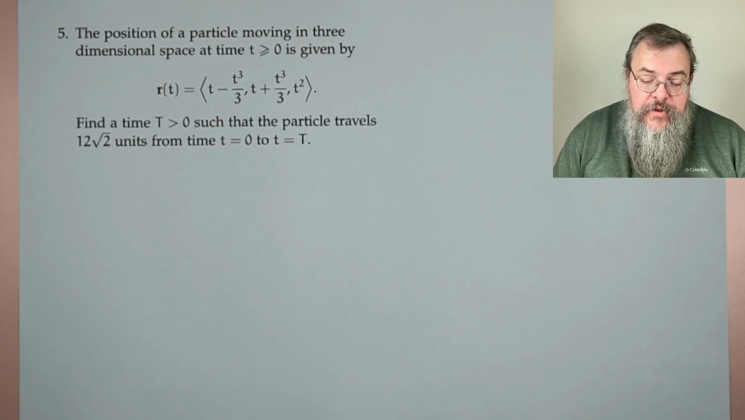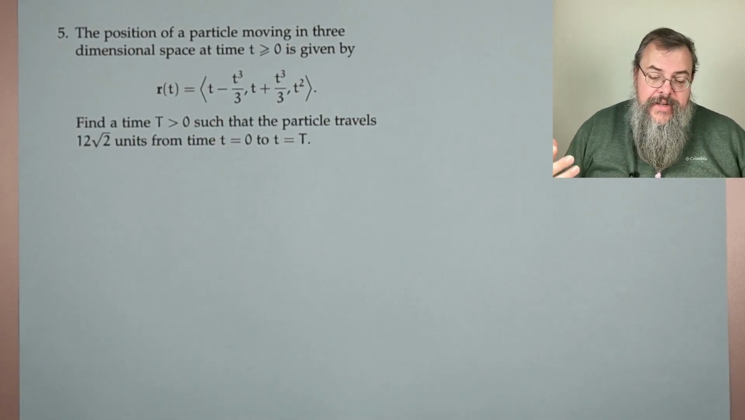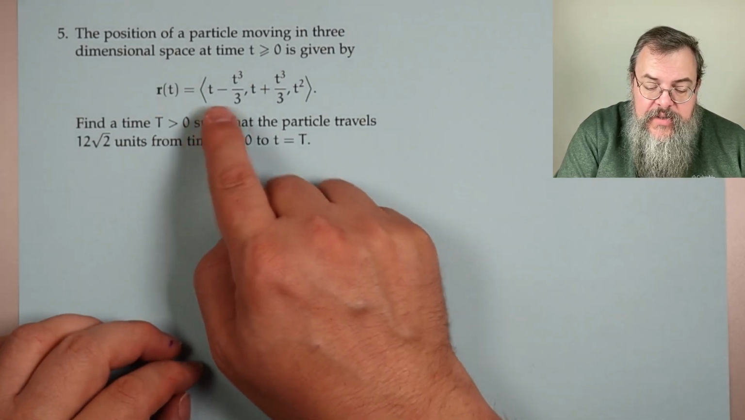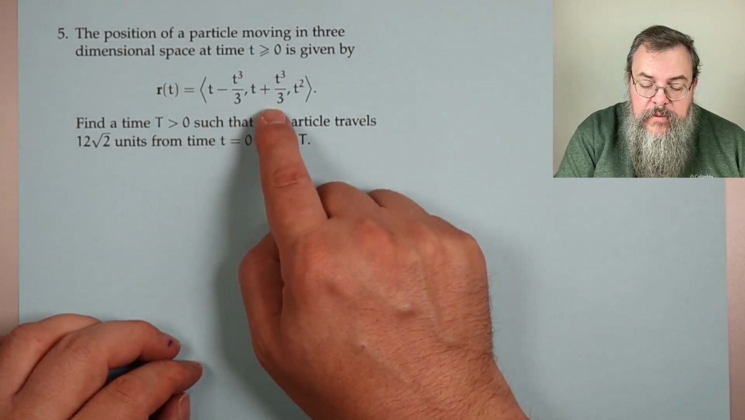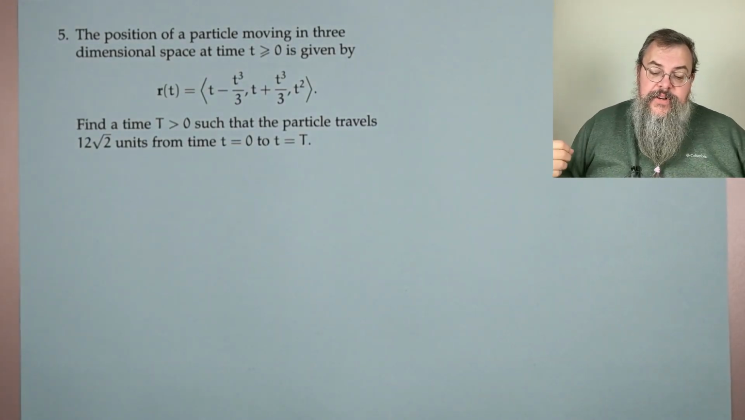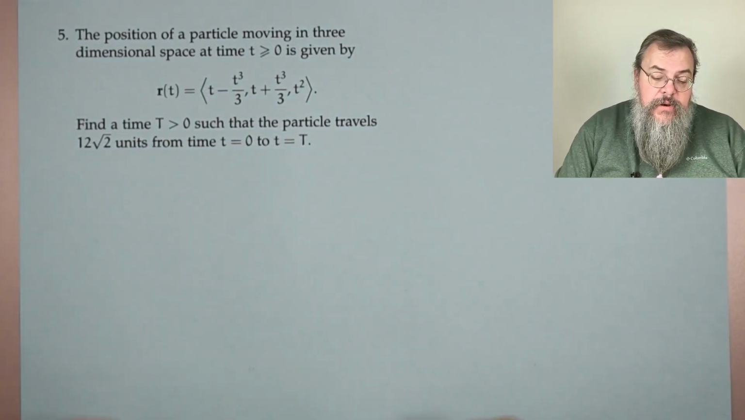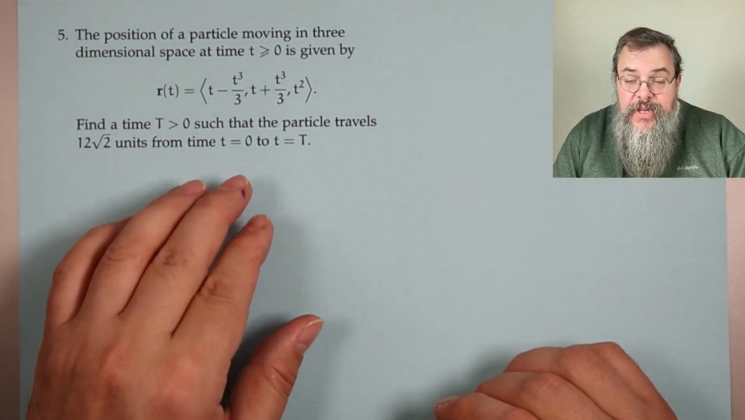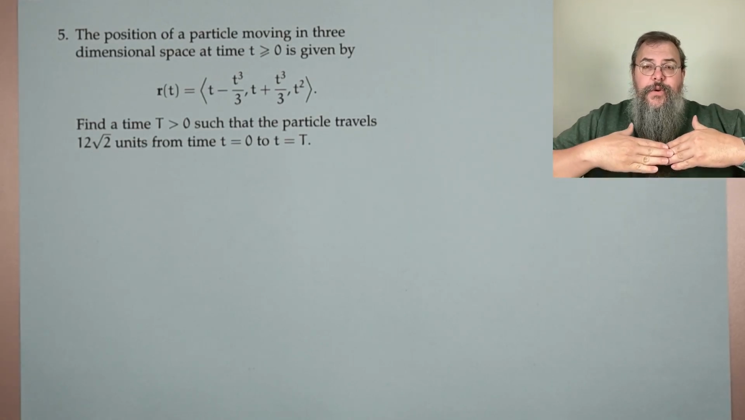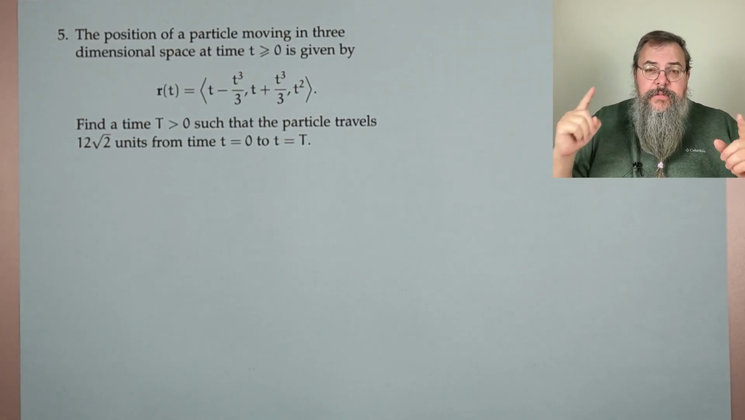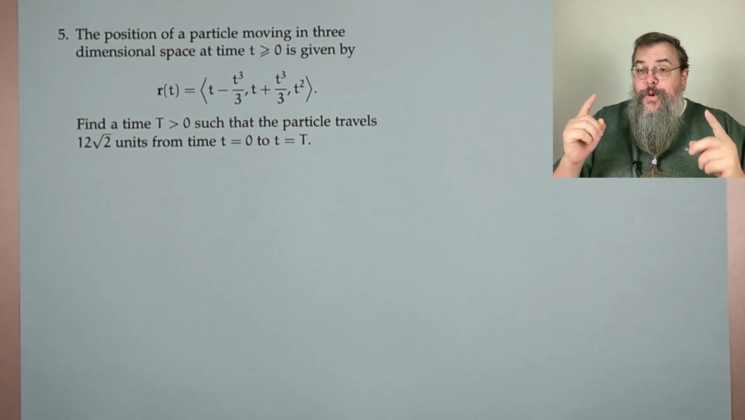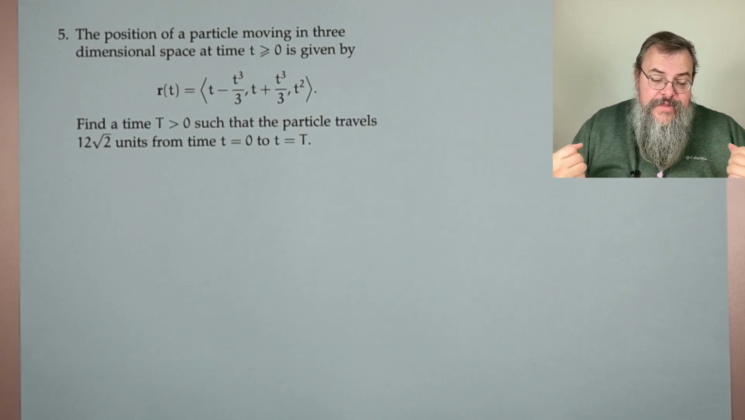The position of a particle moving in three-dimensional space at time t greater than or equal to 0 is given by this expression: t minus t cubed over 3, t plus t cubed over 3, and t squared. Find a time, capital T greater than 0, such that the particle travels 12 root 2 units from time t equals 0 to t equals T. So we aren't asking for the distance we traveled between 2 times. Rather, we're saying, here's the distance we traveled. What were the times? And I'll tell you that the start time was 0.